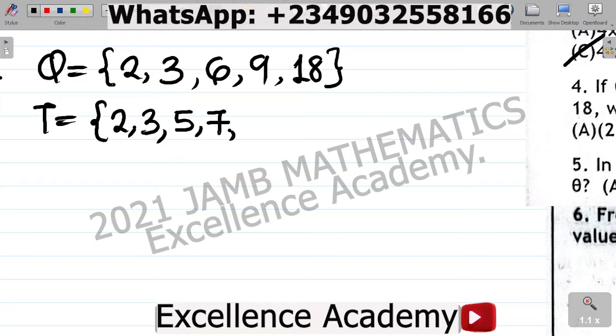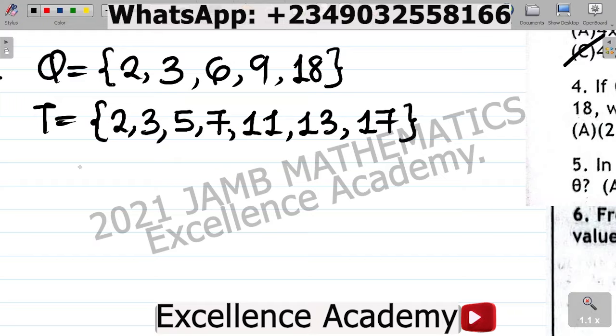10 is not a prime number, 10 over 2 gives you 5. 11 is a prime number, so 11 is there. 12 is not a prime number, 13 is a prime number, 14 is not a prime number, 15 is not a prime number because 15 over 3 gives you 5. 16 is not a prime number, 16 over 2 gives you 8. 17 is a prime number, then 18. What about 18? 18 is not a prime number because 18 over 2 gives you 9.